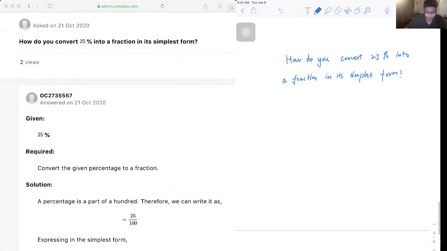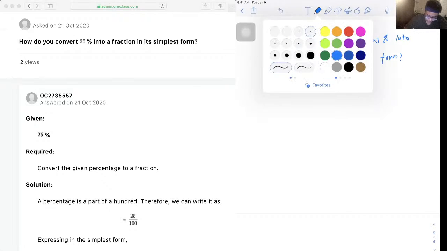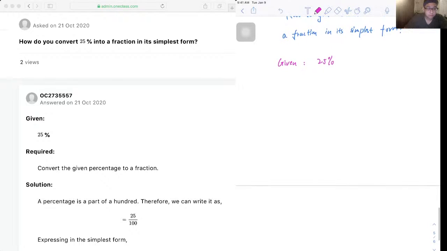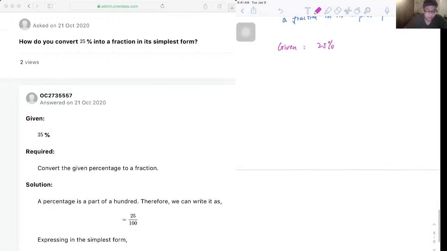All right. So we're given 25%, and we need to convert that into a fraction. So a percent is just part of 100. So therefore, 25% is also equal to 25 over 100. So just imagine we have a cake and we cut it into 100 pieces, and we only need 25 pieces of them. So that's what a fraction as 25 over 100 means.